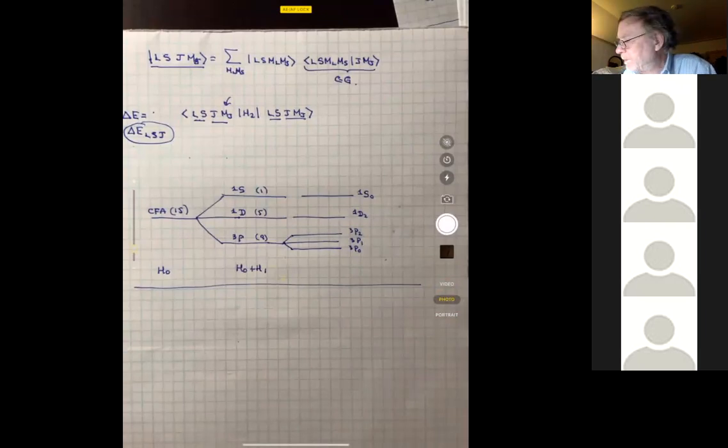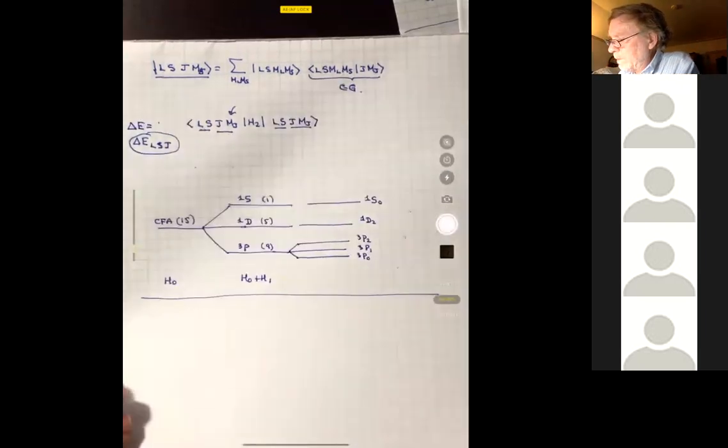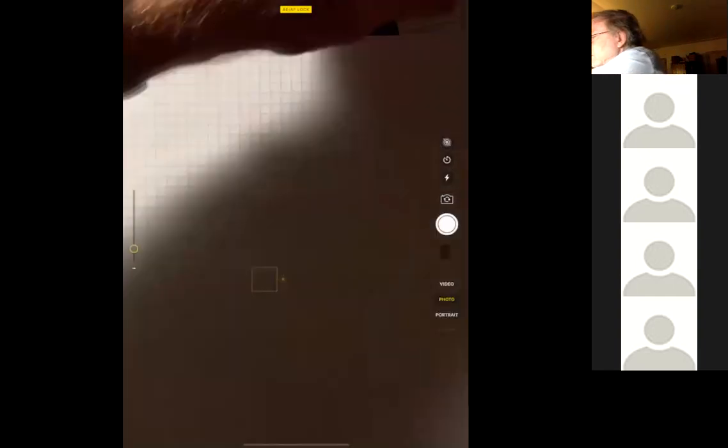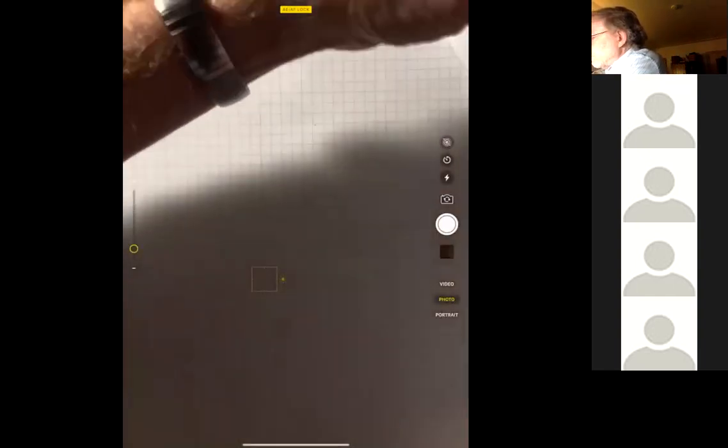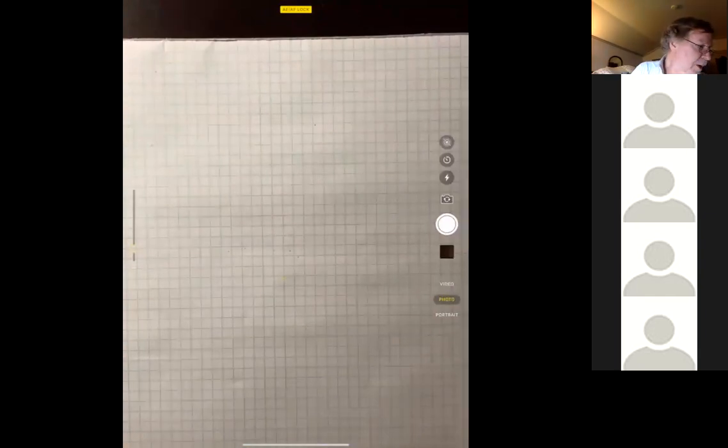No questions, okay. So that's all I want to say about multi-electron atoms. It'll be all I'll be saying about many-body fermion physics for a while. I may come back to it later in the course.